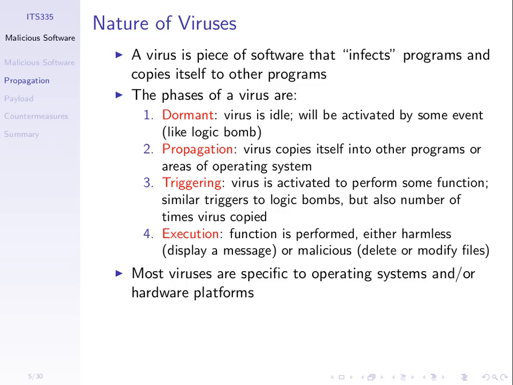So the next stage is it propagates. It copies itself from one program to another. So this is the case if the virus has already infected Word.exe, then some event, like opening a Word document, triggers that virus to then find other executables that it can infect and copy itself to those other executables. The virus often performs some function, some operation. So there may be some other event that triggers the virus.